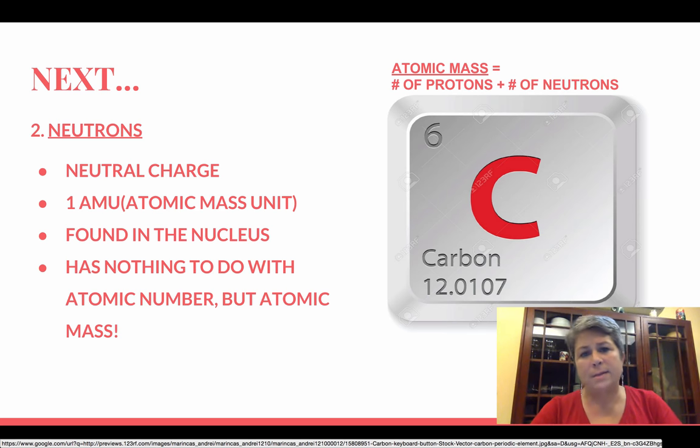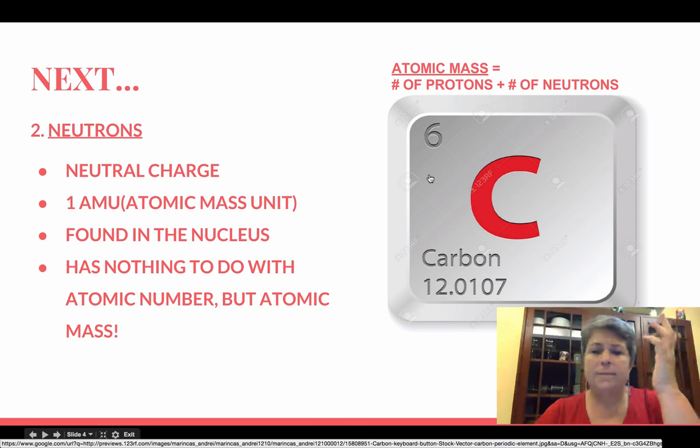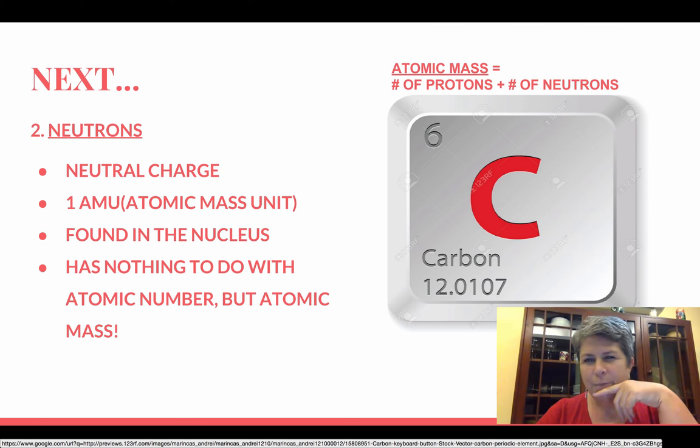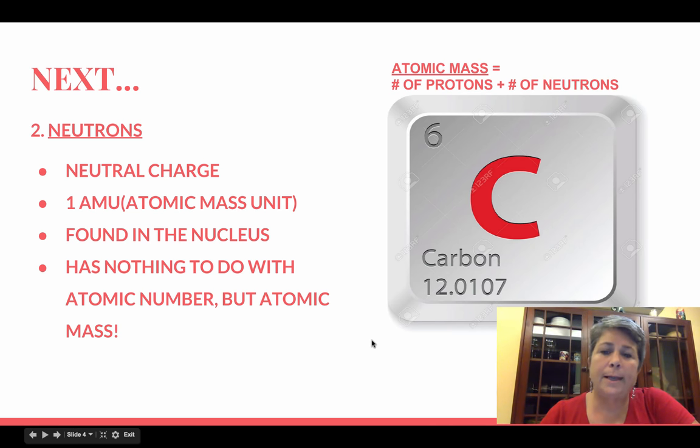And then atomic mass is that number of protons, or the atomic number, plus the number of neutrons that you have. So if carbon has 6 protons and an equal number of neutrons, 6, 6 plus 6 equals 12, okay? So now my first question to you is this. If carbon has 6 protons and 6 neutrons, the average carbon atom does, then why is its atomic mass down here 12.0107 and not just 12? Okay, so we'll be exploring that a little bit in class.